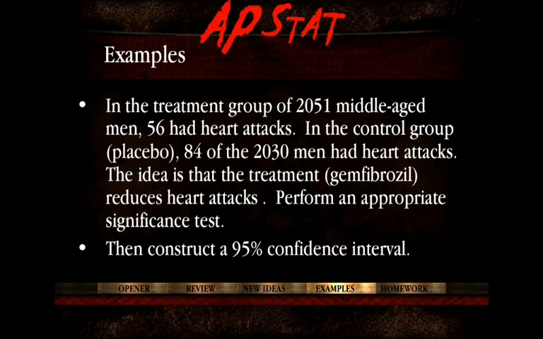Are we going to have the treatment group as 1 and the placebo as 2? We'll do it in the order that they gave it to us, so the treatment group is going to be the first group. So in x1 and n1, let's input our treatment: we had 56 successes out of a sample size of 2,051. For group 2, we had 84 successes out of 2,030.